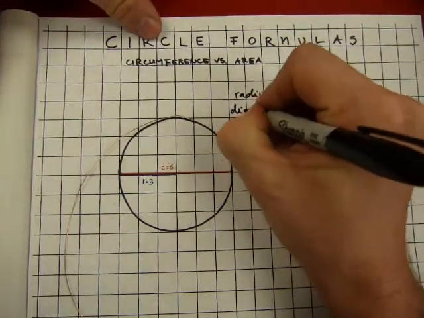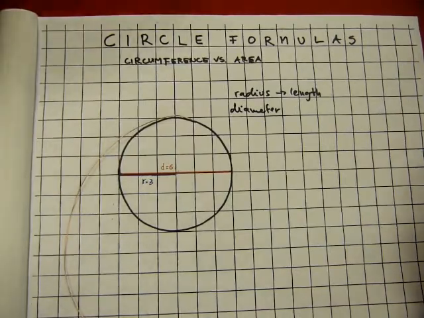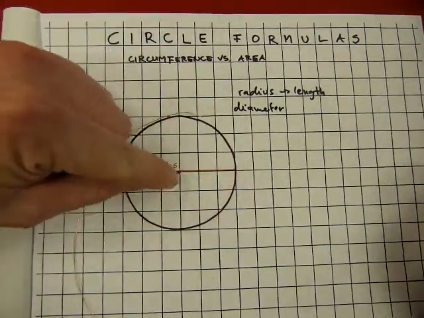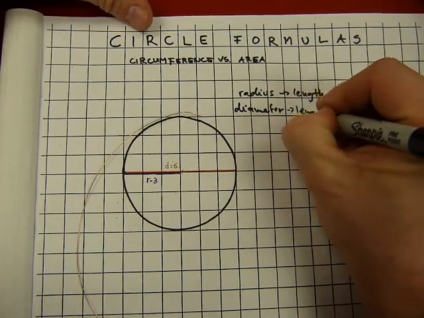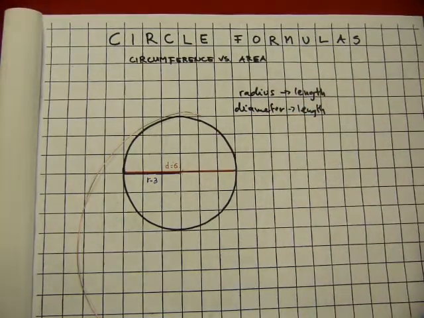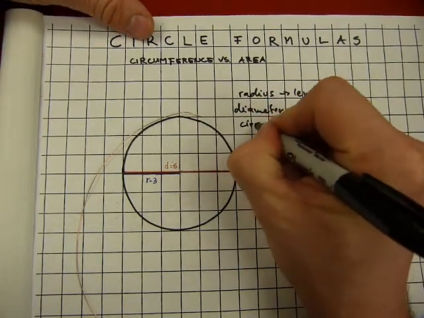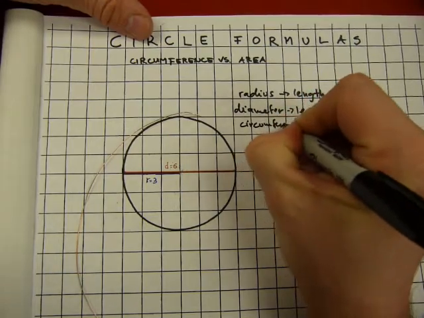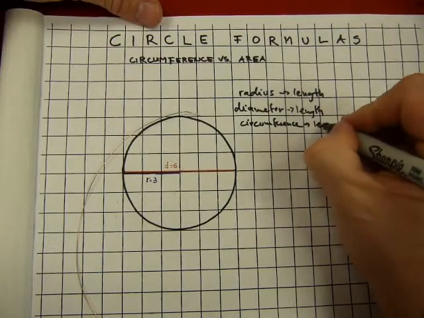Diameter is also a length. It means the length from the edge of the circle to the edge of the circle going through the middle. It's a special kind of length, nevertheless it is a length. The next word is circumference. Circumference is a length.